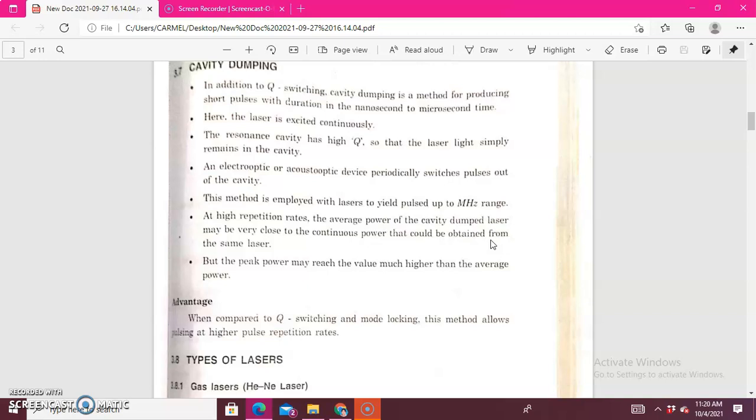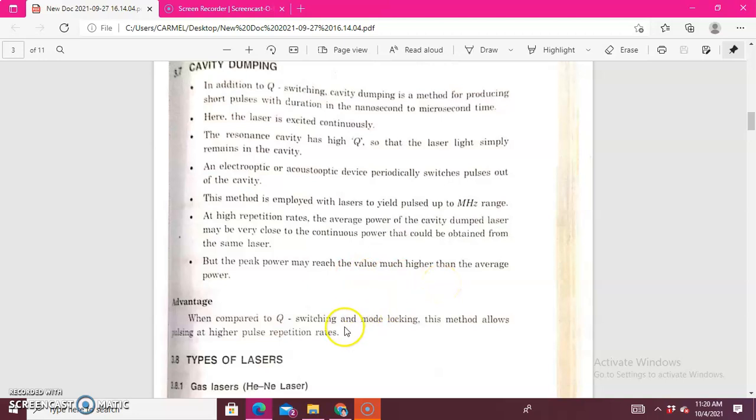So here also the laser is excited continuously and the resonant cavity has high Q, so the laser light simply remains in the cavity. Here an electro-optic as well as acousto-optic device periodically switches the pulse out. The pulse rate is in the megahertz range. For a very high repetition rate, the average power of the cavity dumping laser is very close to the continuous power. So the peak power may reach a value higher than the average.